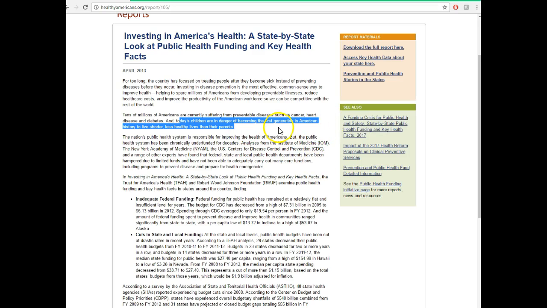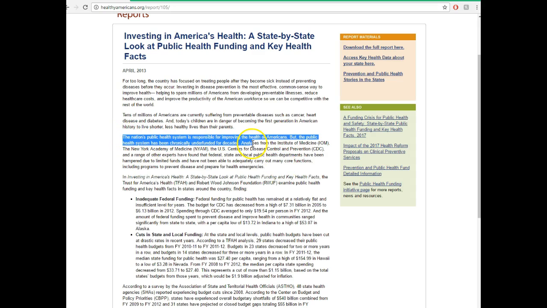If we could find some data on that, that would be really good for our paper. Then it goes on to say the nation's public health system is responsible for improving the health of Americans, but the public health system has been chronically underfunded for decades. Interesting, I wonder if that's something we could look into. So I'm seeing two different things here that would probably be good searches for us. One would be the health expectancy of today's children and the factors that go into that. And then also the amount of money that's spent on the public health system as opposed to the private health system. So I think this is good.